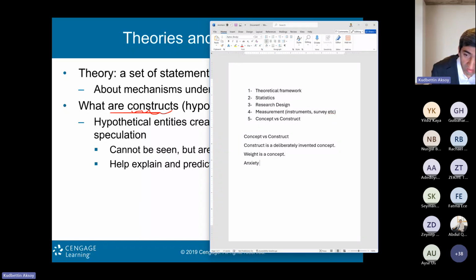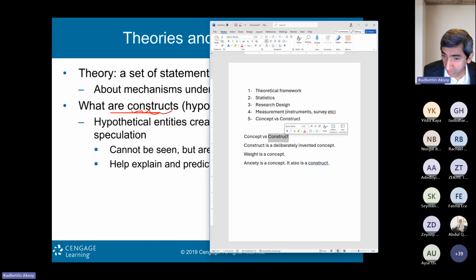Anxiety, on the other hand, is a concept. Yes, it is, but it also is a construct. Why? Because in a way we made it up. We made it up so that we can explain, we can create a theory. So in educational psychology, we work a lot with constructs.